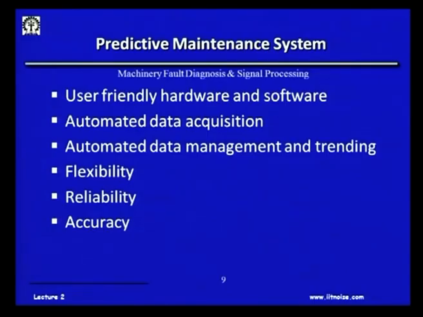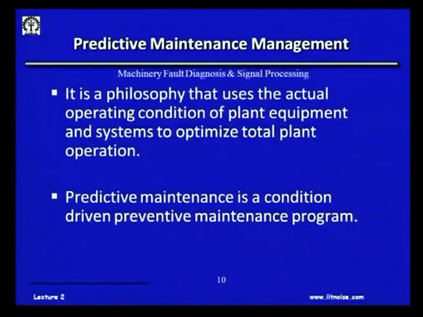And then the reliability, it has to be accurate, the transducers have to be calibrated, and it should not give any false trending and so on. Okay. So, while coming to a close, I would say predictive maintenance management is a philosophy that uses the actual operating condition of plant equipment and systems to optimize the total plant operation.